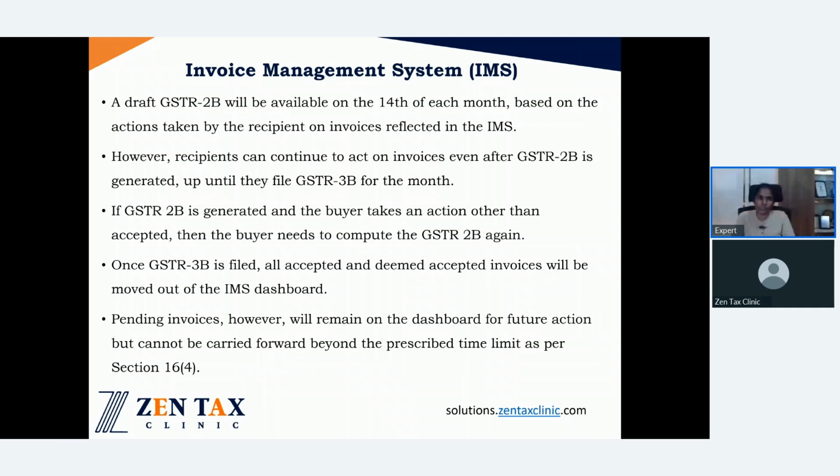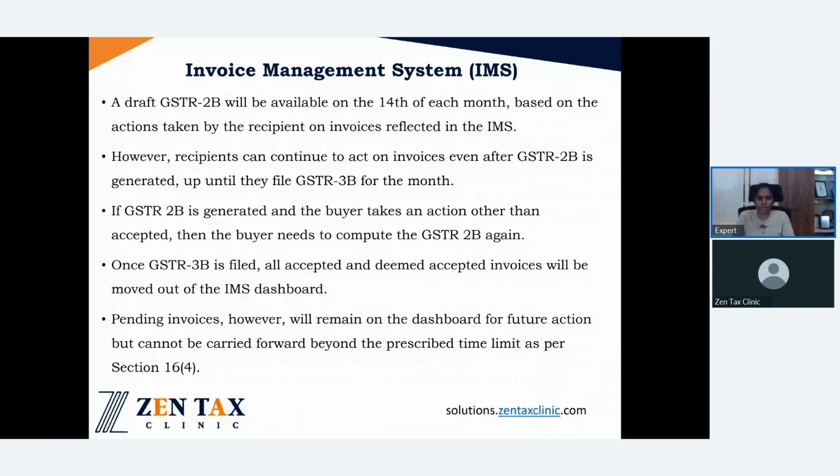If the GSTR 2B is generated and the buyer takes any action other than accepting, then the buyer needs to go back and compute the 2B again. Once 3B is filed, all the accepted or deemed accepted invoices will be moved out of the IMS dashboard and only the pending invoices will be kept, which the recipient has to act upon before the last date of section 16 subsection 4.